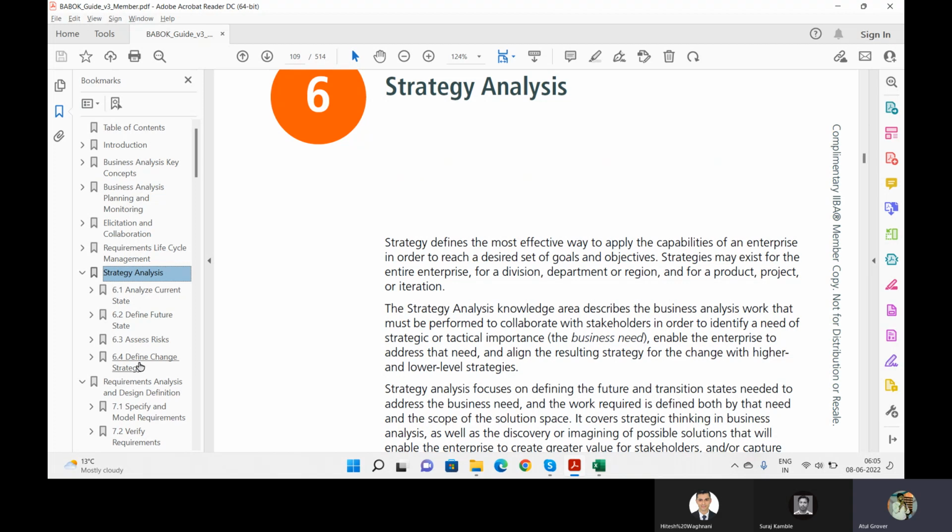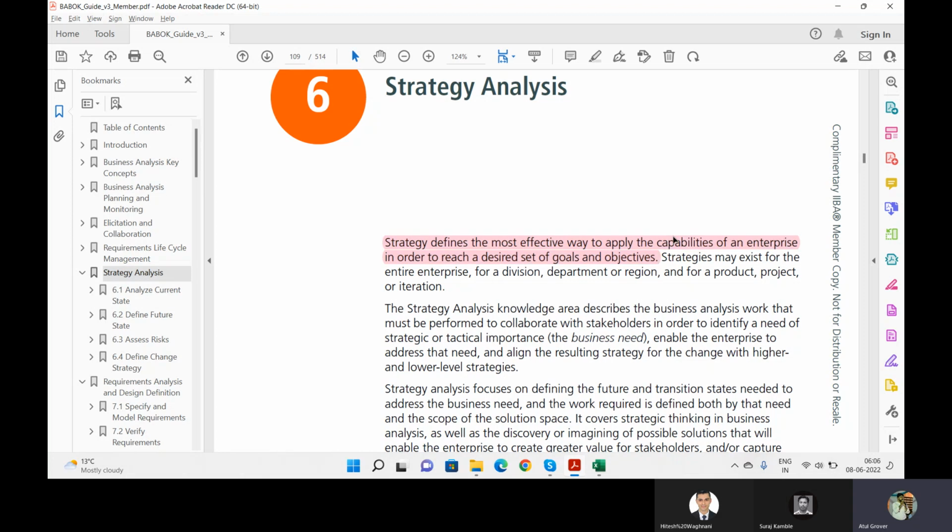So this chapter basically focuses on the strategy part. It is called strategy analysis. In the beginning you analyze the business so that you can help the business with the requirement, the need, the problem, and all the things. Now you have all requirements and needs, and you are defining the strategy to implement and achieve that. So the strategy defines the most effective way to apply the capabilities of an enterprise in order to reach a desired set of goals and objectives.